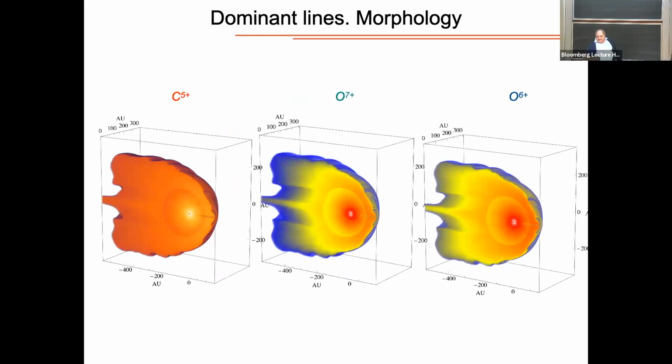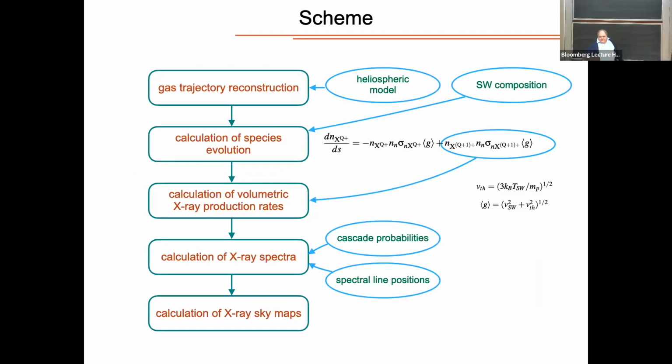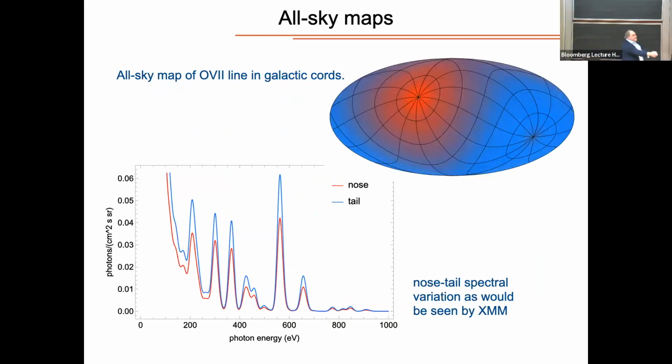So these are the morphology of the dominant lines. I'm not going to spend much time here. Just look how they look from the outside. And now to your question, calculation of the X-ray dimension. One can do that for each line. There's no problem with that. What's shown here is the oxygen.